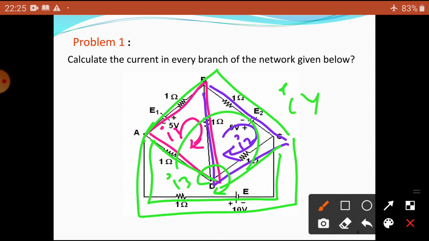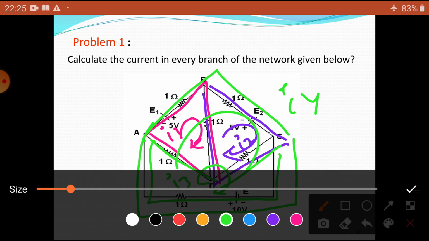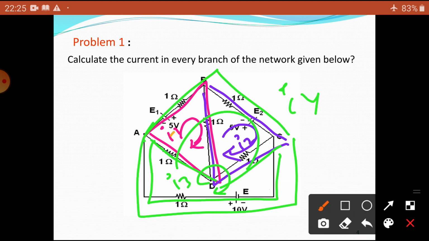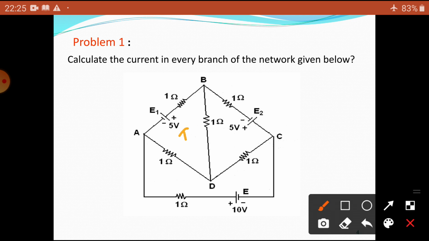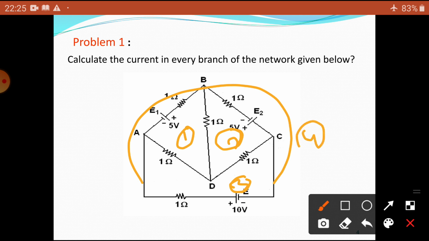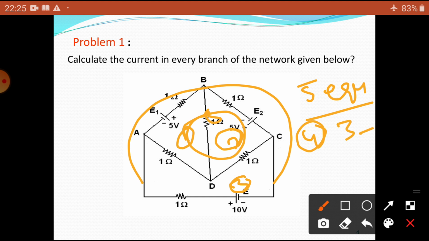And if possible, I can write another branch also, that is equal to here. So from A, B, this one, this one, this one, we can say the I5. So here I can write it, the loops are: this is the first loop, second loop, third loop, this is the fourth loop, and this is the fifth loop. Five equations can give simple equations, but the unknowns are only three loops. Three equations are enough for the three unknown values.